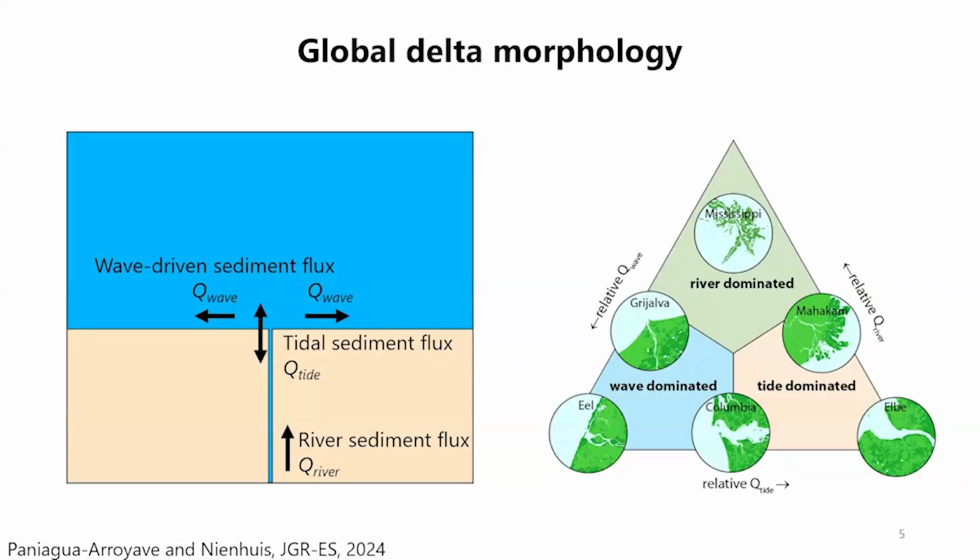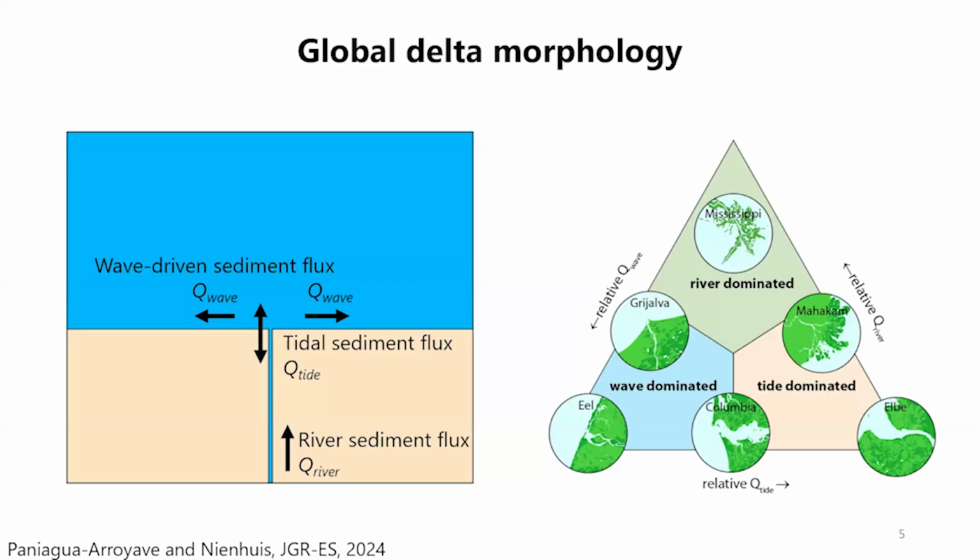One thing that we have been working on in the past is to try to formalize how we look at delta morphology. And this is work that we finally published as a methods paper, myself and my former postdoc, Juan Paniagua Arroyave. The way we do that is by looking at a simple river mouth that is forced by some sort of river sediment flux, Q river. The second sediment flux we look at is the tidal sediment flux that moves sediment in and out of the river mouth. And then the third one is the wave-driven sediment flux, Q wave, that moves sediment away from the river mouth.